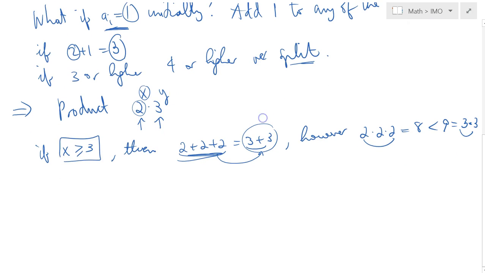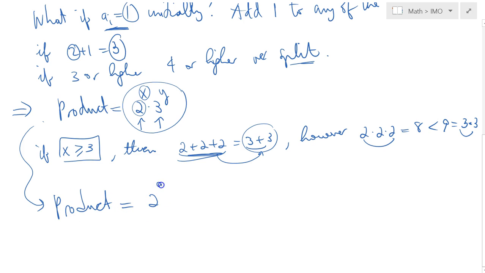So finally, this product will eventually reduce to the following. The product will be increased to 2 to the power a times 3 to the power b, where there are no more three 2's in it, where a is either 0 or 1 or 2.